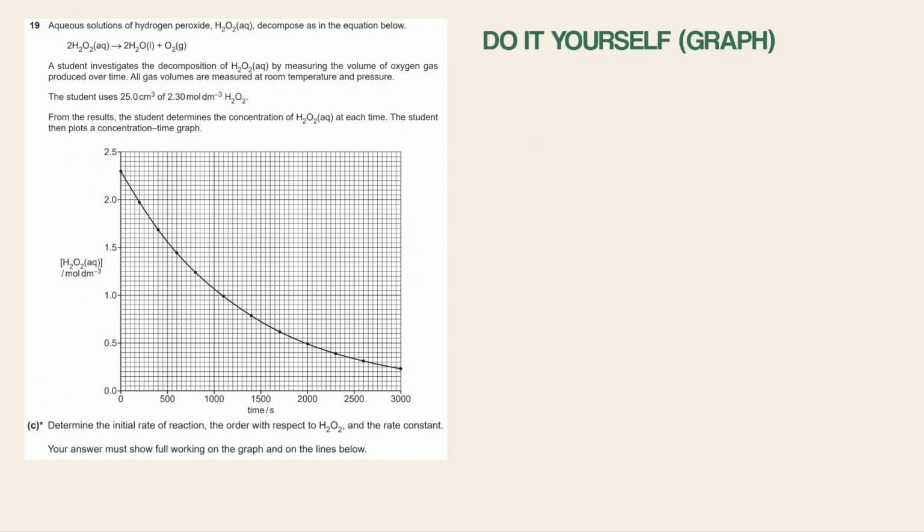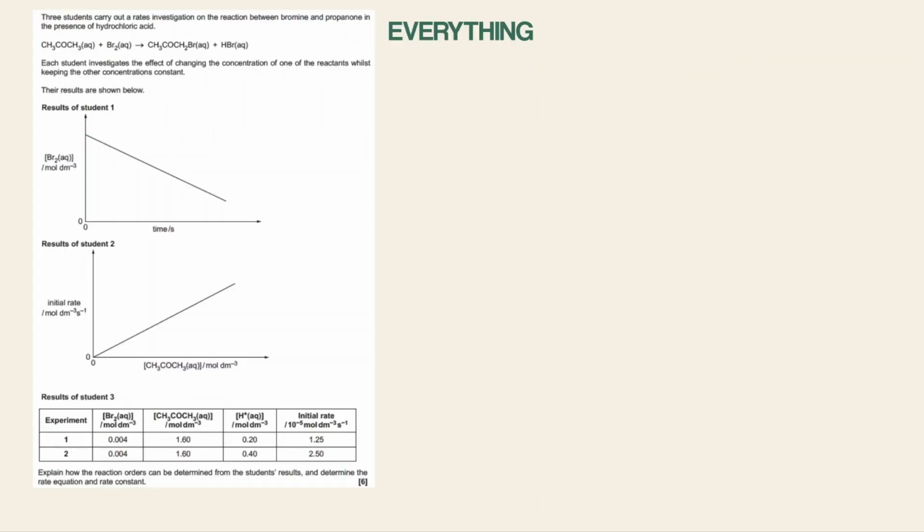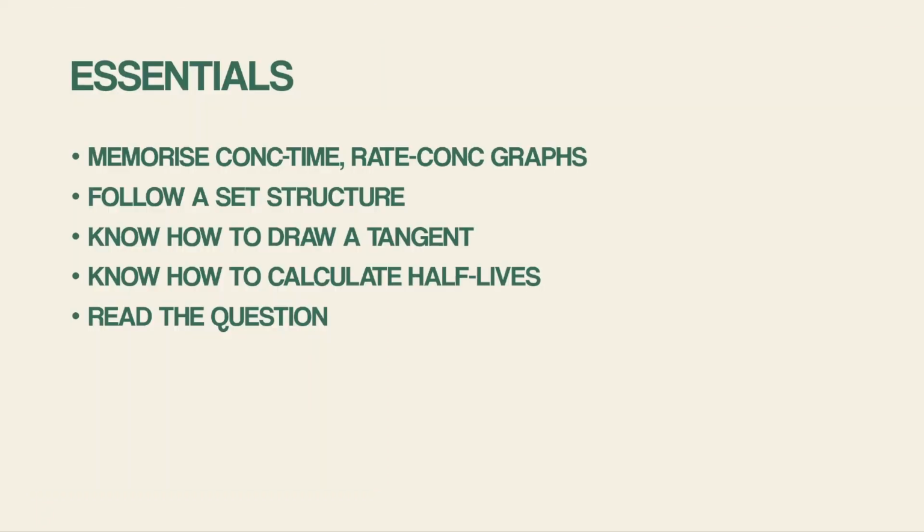The second one is a graph. I call it do-it-yourself because they're doing too much. Usually they give you the rate, but here they just want you to work it out. That's basically it. The third kind of question is everything. They'll just put any and every piece of information about rates they could.